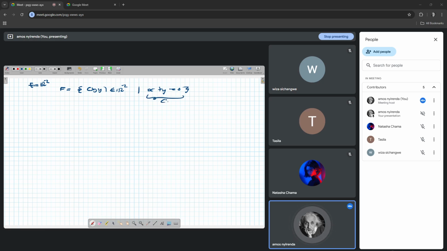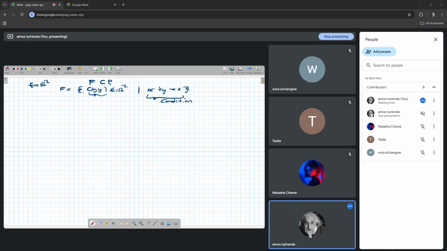So this condition has to be satisfied for us to consider that some element x or y is a member of the set F. This condition has to be met. Okay, so F is a subset of E. Why is F a subset of E? We can clearly see that all the elements of F have two components, x and y. That is what we have here.